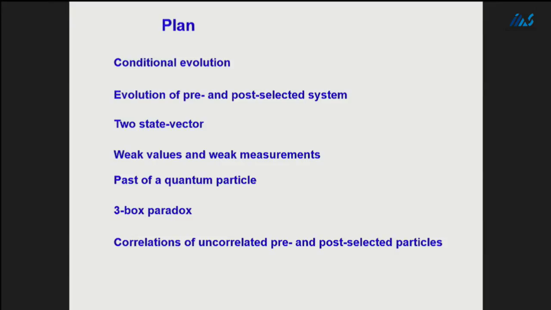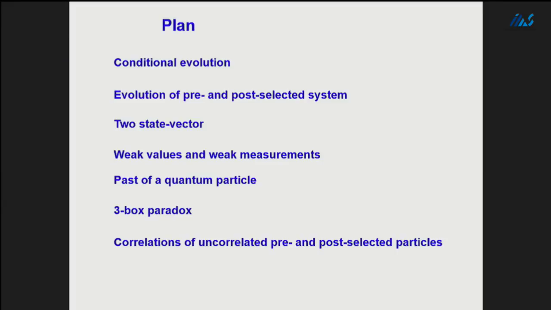I will talk later about the setup, conditional evolution, and then I will say that it also gives us a non-Hermitian Hamiltonian, but it's not what I really want to talk about. What I want to talk about is evolution of a pre- and post-selected system, and I have to explain exactly what I mean by this, because it's not the most standard way to think about it. It's based essentially on the two-state vector formalism. And I think a big part of the talk I will explain what the two-state vector formalism is.